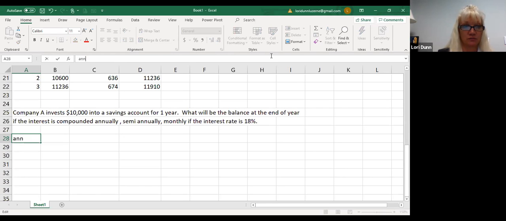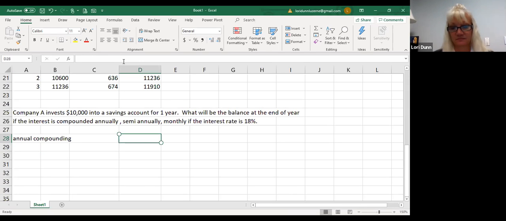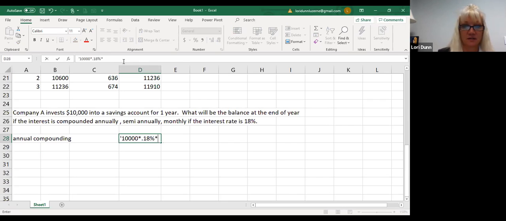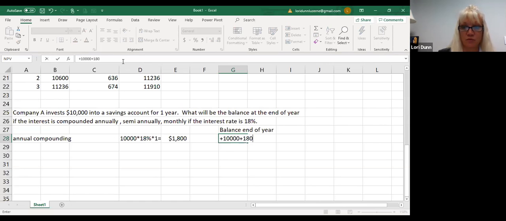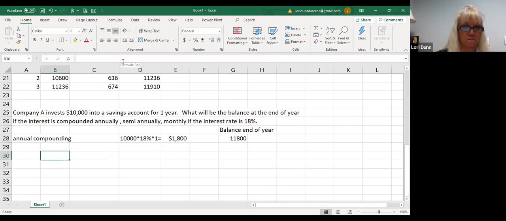So for annual compounding, we would take, just like we did before, $10,000 times 18%, should be 0.18, times 1 year. So $1,800. So the balance that would be in that account would be the 10,000 originally invested plus that 1 year's worth of interest, 11,800. But let's see what happens for the second scenario.